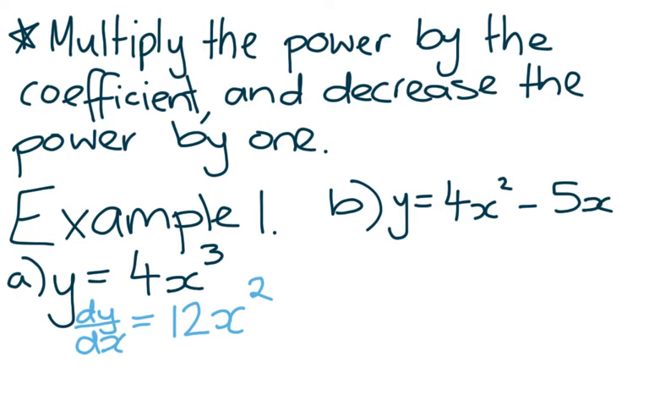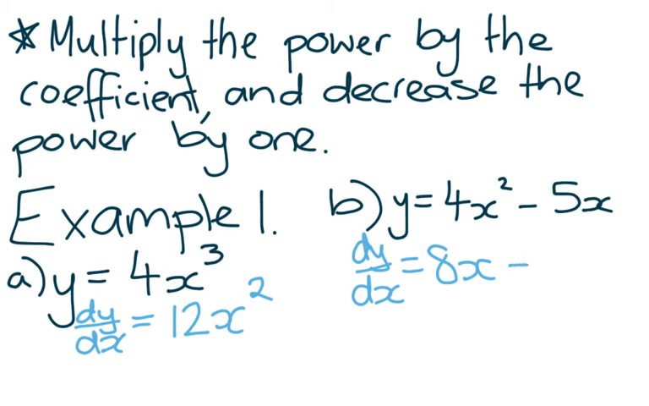Part B, we have two terms in the function, but it's quite simple. We just do each section separately. So we write dy by dx. So we've got y equals 4x squared, take 5x. So again, I'm going to multiply the 2 by the 4 to get 8. Then I'll reduce the power of x by 1. Now that would just be x to the power of 1. And we know that we don't have to write power of 1.